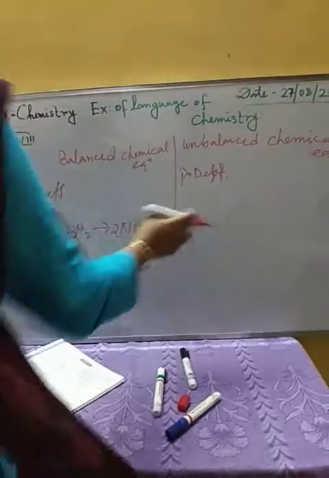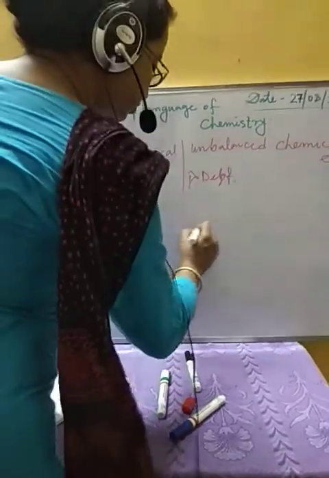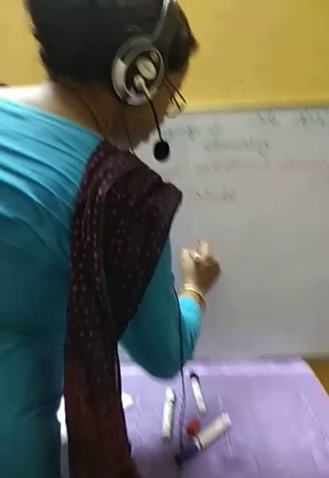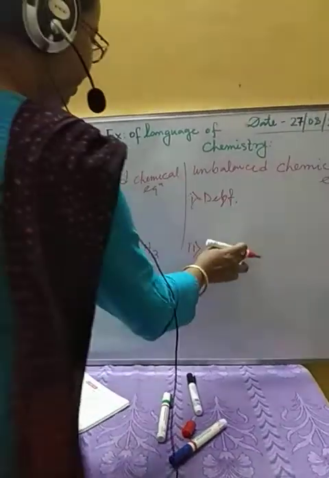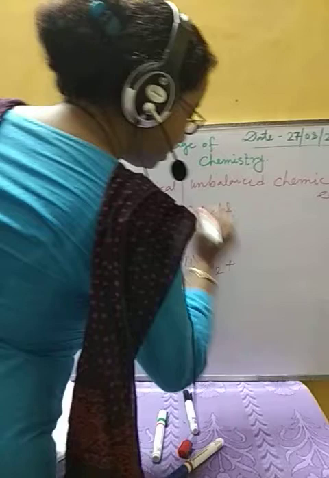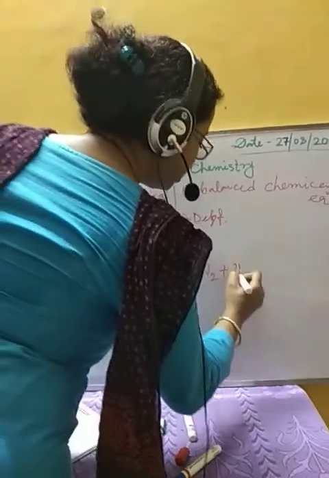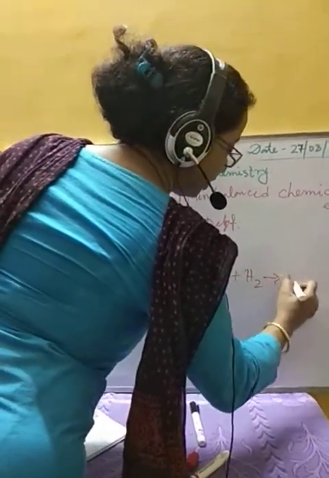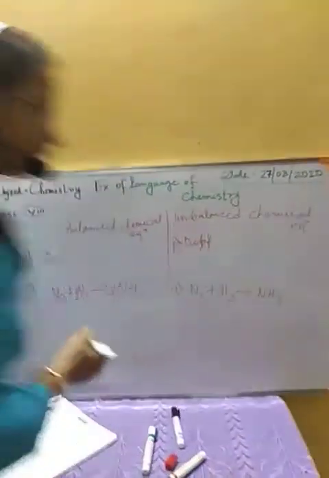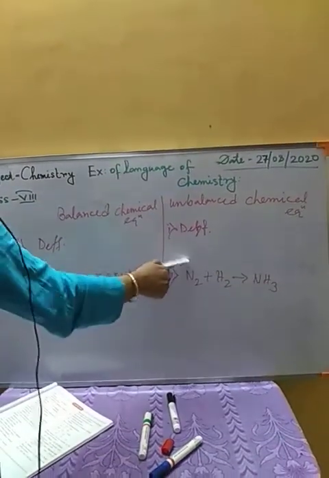Now here, the unbalanced form of this equation you will be writing in this part. So only the skeletal equation we are writing here: nitrogen plus hydrogen, we are getting ammonia, NH3. So this is the unbalanced equation.